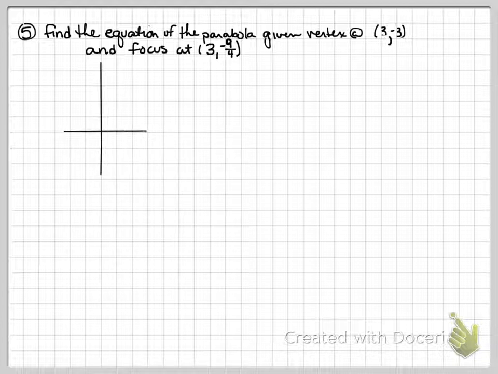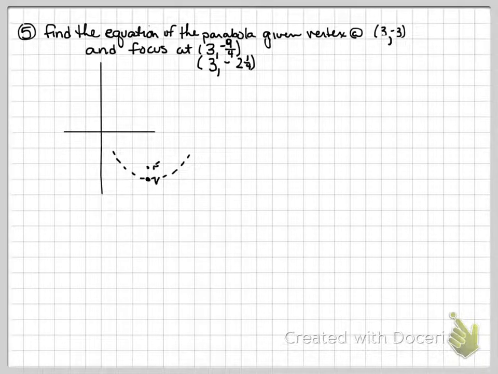We are trying to find the equation of a parabola given some key pieces of information. We're given the vertex, which is at 3, -3. Right down here, 3, -3. There's where my vertex is. And my focus is at 3, -9/4, which is -2 1/4. So I'm just going to plot a point at 3, -2 1/4. There's my focus. Now, by just sketching this, that tells me my parabola has to open up. So it tells me what equation I'm going to be using.